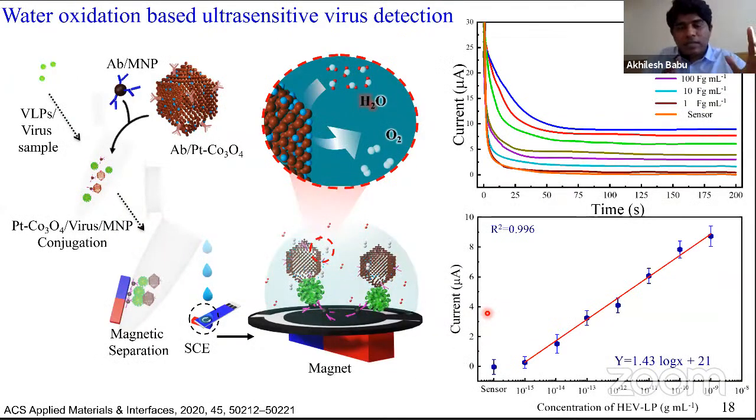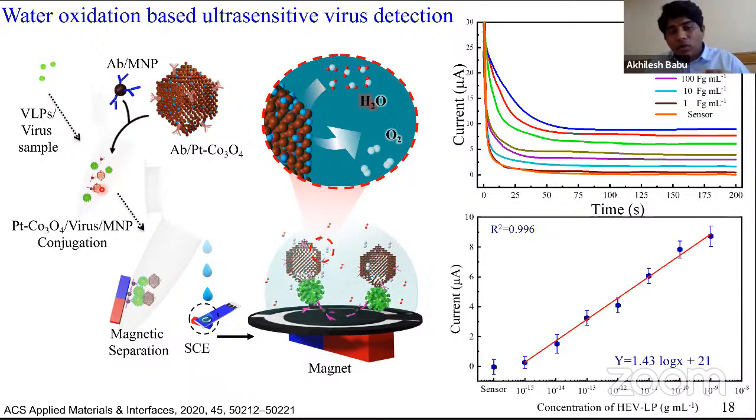Here, if you can see in this part, what we have done is, first we prepared the antibody-coated nanoparticles, and also we again used the magnetic nanoparticles with antibody coating. We mixed the virus particles, the magnetic nanoparticles, and the cobalt oxide antibody-coated nanoparticles in the mixer. We mix them together and allowed them to conjugate to each other.